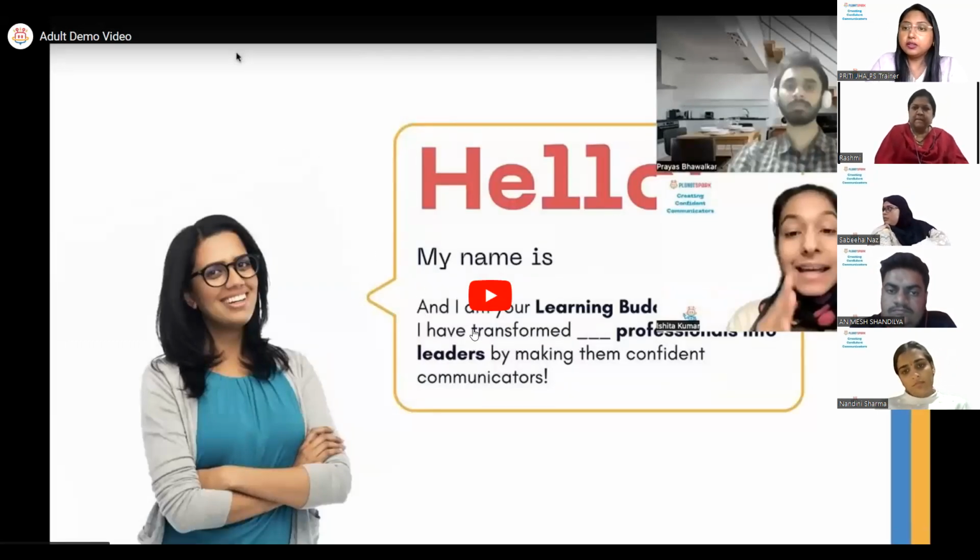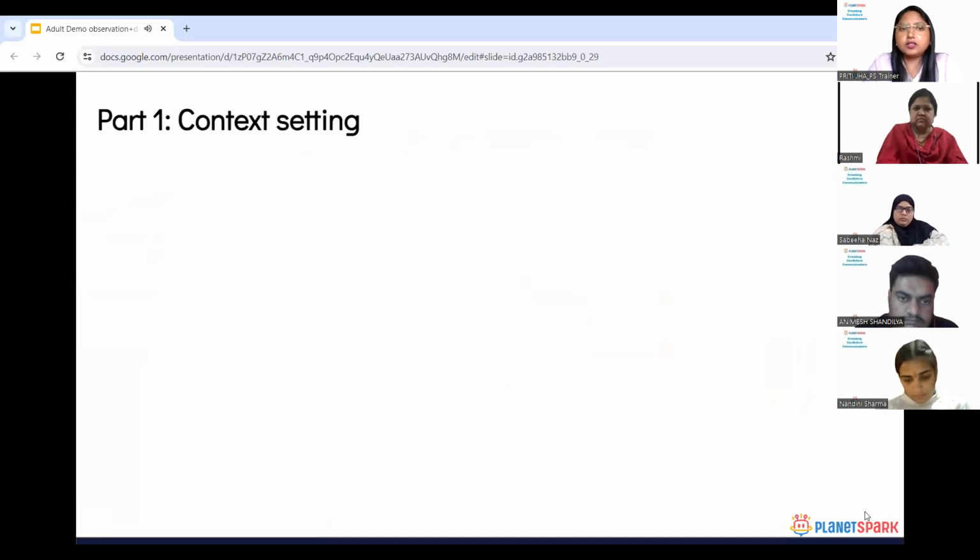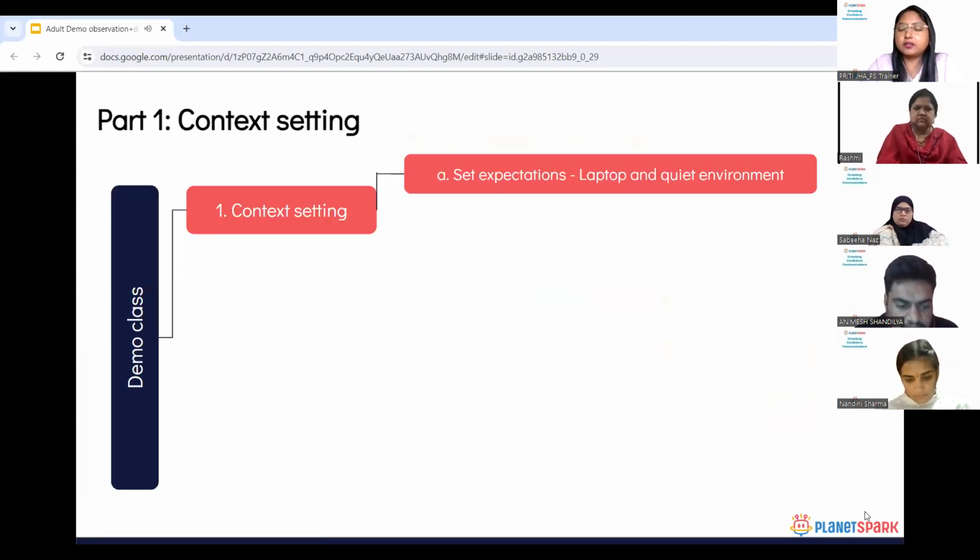What did you see here? How did she do it? So let's write down in the chat section, what did the teacher do? What was happening here? And how did she do it? This was actually the first part where she set expectations for the laptop and quiet environment. And how did she frame her instructions and how did she convince the learner to join from a laptop?